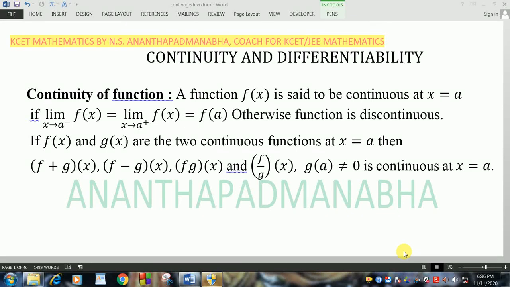Hello everyone. In this video we will discuss continuity and differentiability. First let us see the definition of continuity.